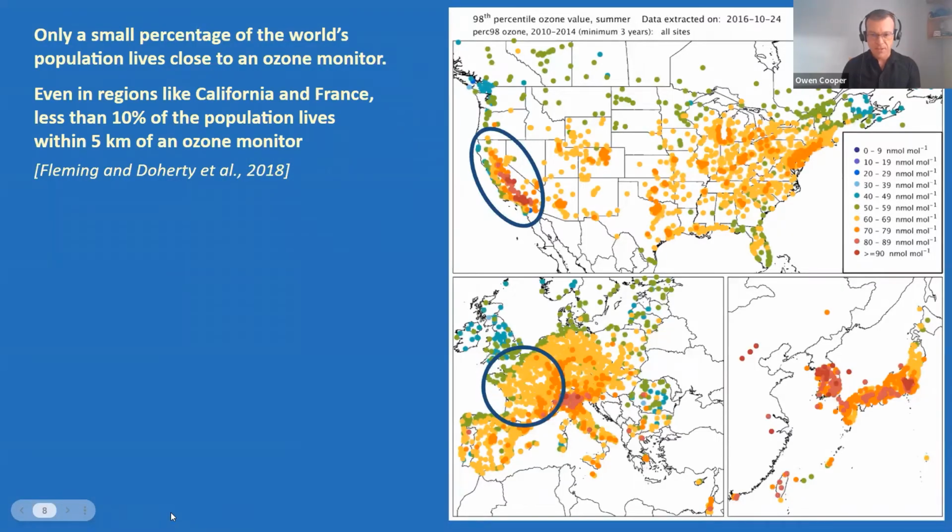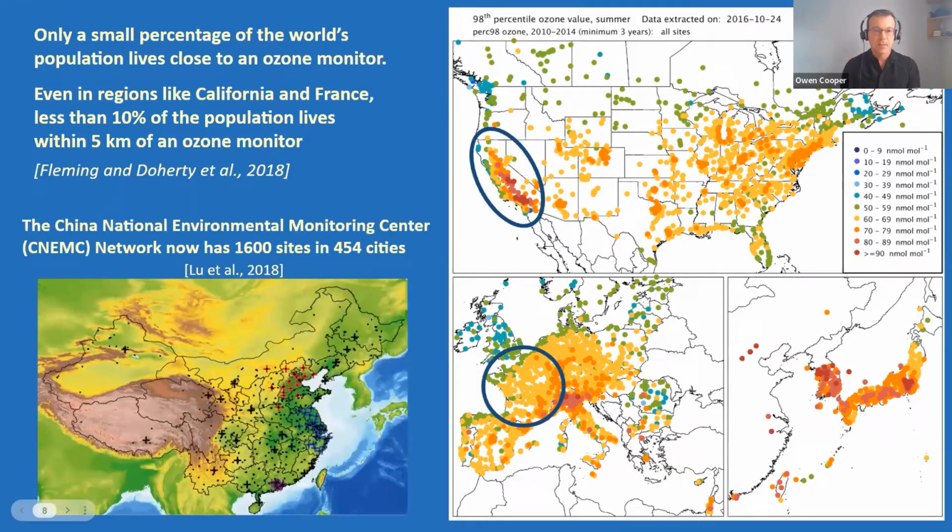So this is the same metric, but now we've just zoomed in on North America, Europe, and East Asia. And there's definitely areas of the world with very dense ozone monitoring networks. But even so, only a small percentage of the world's population lives close to an ozone monitor. Take, for example, California and France, where we have very dense networks. Regardless, less than 10% of the population lives within 5 kilometers of an ozone monitor in these regions. Next. But things are getting better.